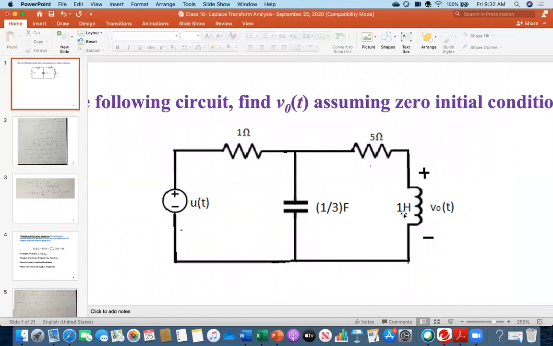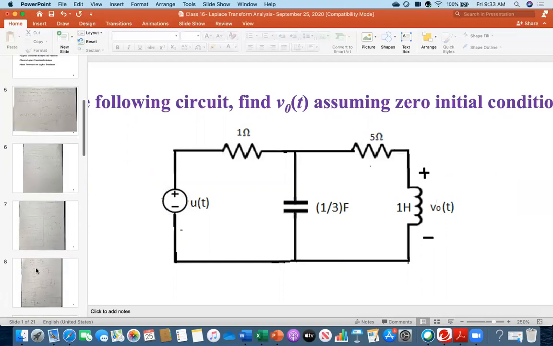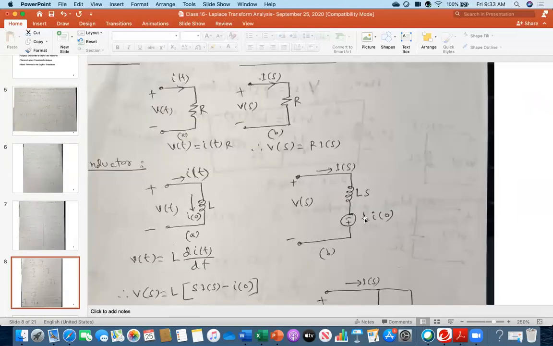Here the L value is 1, so sL simply means s. So you look at the problem: are initial conditions given or not given? If not given, then it will simply be sL. But if some initial values are given, then you have to choose this whole format that I am describing. Is everybody fine?